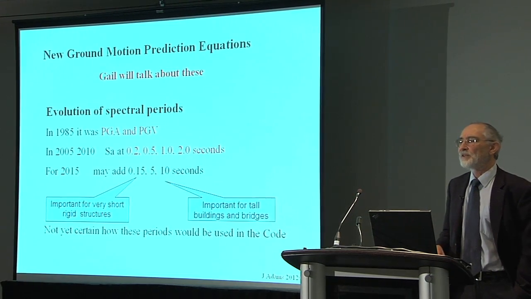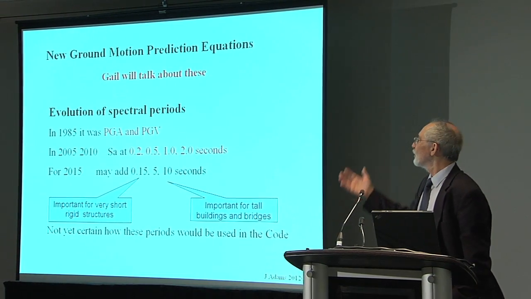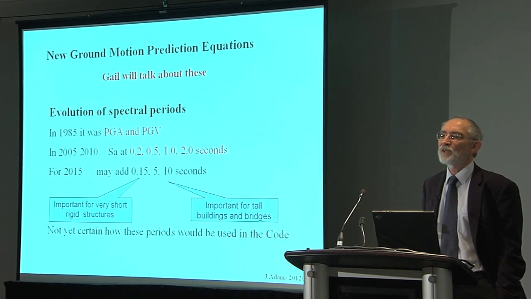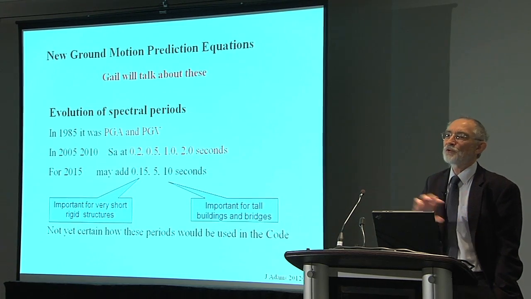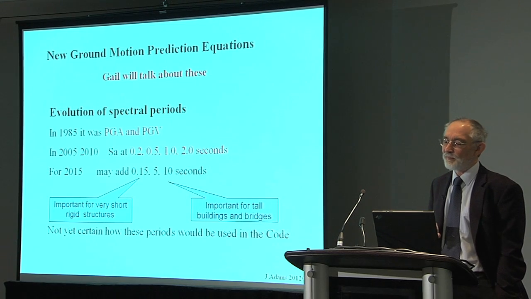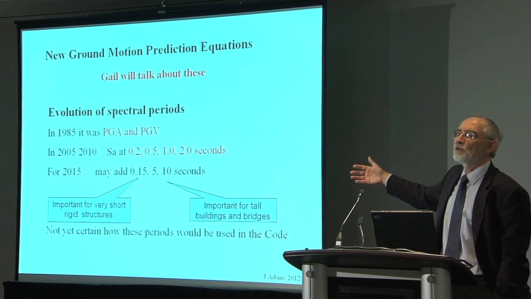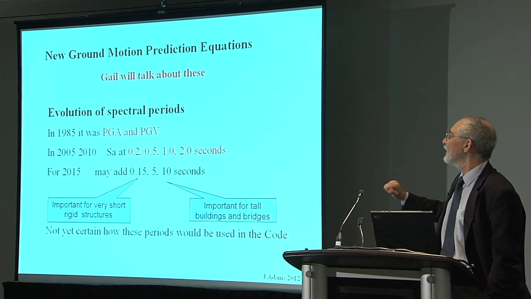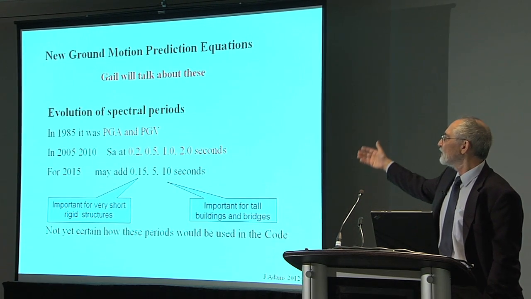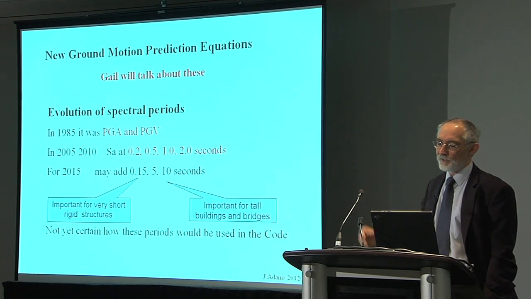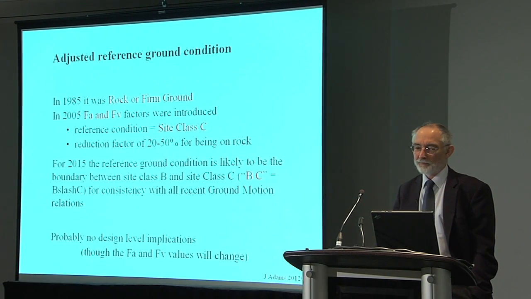I'm coming towards the end. Gail Atkinson, who is following me, will talk about the new ground motion prediction equations. These are the things which changed the hazard estimates the most, because as we went from almost no data to some data to beginning to get quite a lot of data, our estimates are getting better on that basis. I talked about the evolution of spectral periods. These are things that are important for the way the buildings are designed. In building design, we're now getting these spectral periods which are appropriate for the design of buildings of different heights, and those are really quite important.